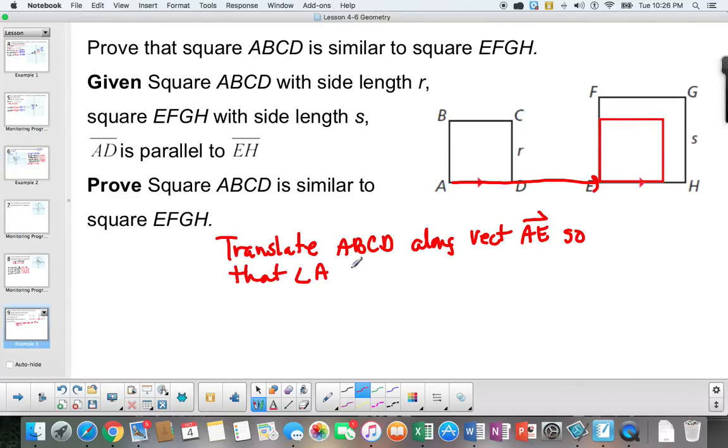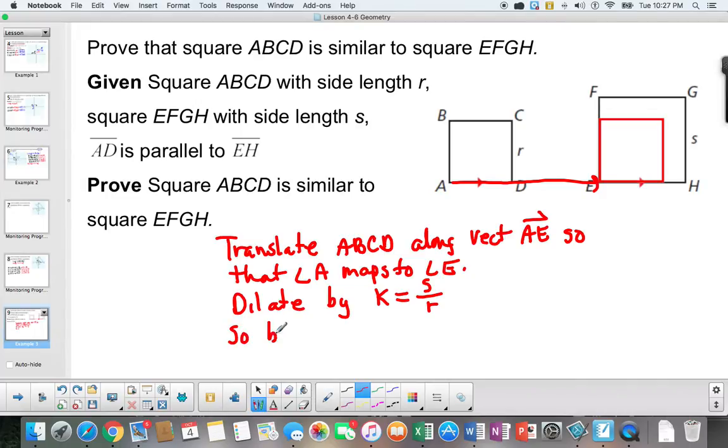angle A maps to angle E. So I want angle A to map to angle E. So I've gone through a translation. Now afterwards I want to dilate. So I want to dilate the figure that's been translated by a scale factor. And it looks like my new measurement is S, my old measurement of my side is R, so I want to dilate by K equals S over R.